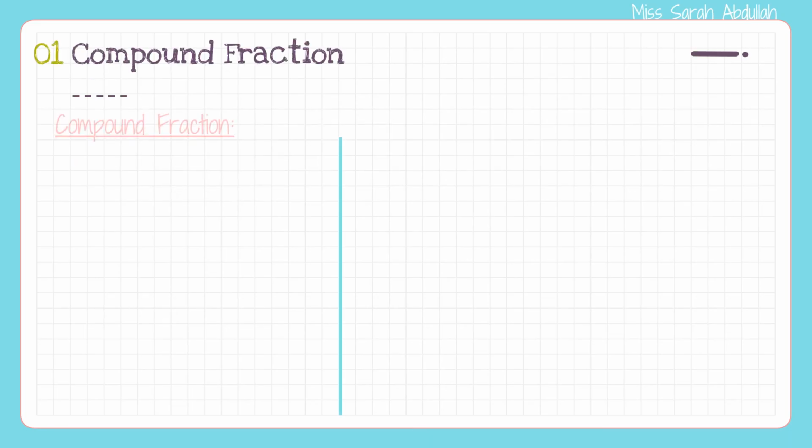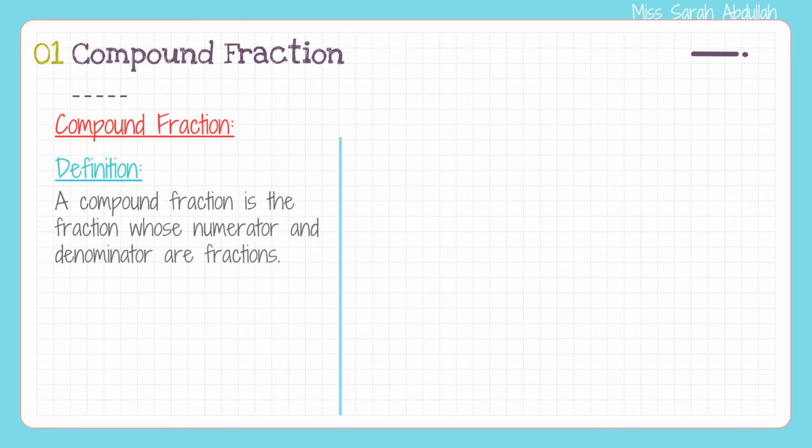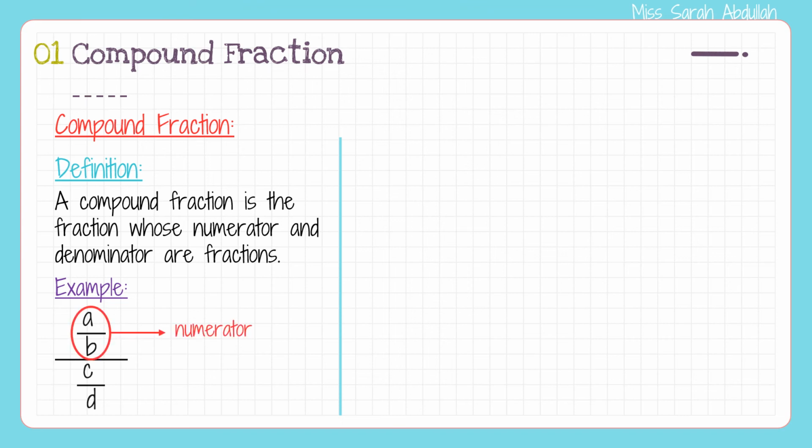Okay, so what is a compound fraction? A compound fraction is a fraction whose numerator and denominator are fractions. So this is an example. I have a fraction in the numerator and I have a fraction in the denominator. This a over b, this whole fraction is the numerator, and c over d is the denominator.